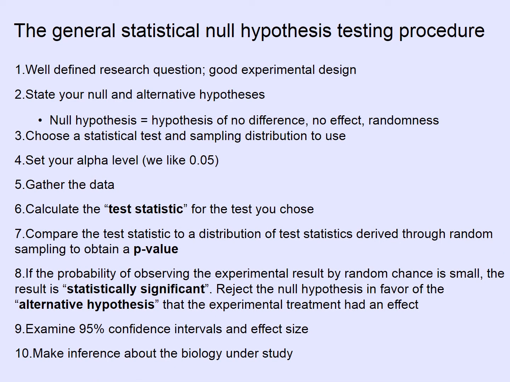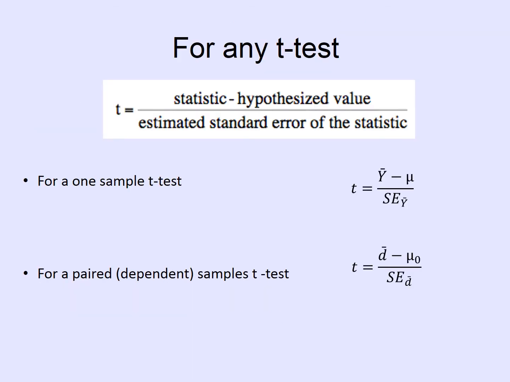Okay, I'm just throwing this slide back up here again because we don't want to forget the steps that we use in a general statistical null hypothesis procedure, and that's going to stay the same for our other t-tests. So for any t-test, we're getting a t, or a test statistic, that takes some statistic, and for us it's going to be mean, and we're going to minus some hypothesized value, and it's going to be over the estimated standard error of the statistic. So I like to think of this as the numerator being the signal over the noise.